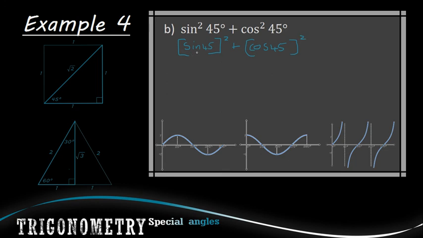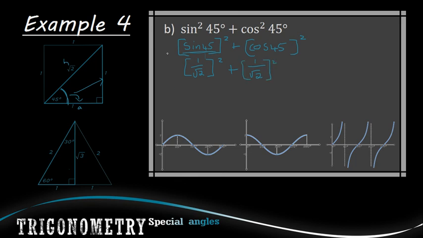We know sine is opposite over hypotenuse, so going to this 45-degree angle, opposite over hypotenuse is 1 over the square root of 2. And then we still square everything, so we've just replaced this with its ratio. Then plus cos of 45, so cos is adjacent over hypotenuse. Adjacent is this side, this is our hypotenuse, so adjacent over hypotenuse is 1 over square root of 2, and then we square all of that.